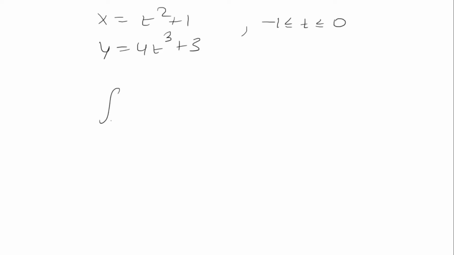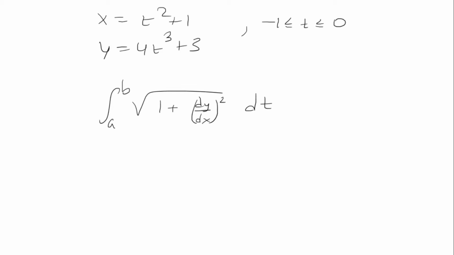We're given that x equals t squared plus 1 and y is equal to 4t cubed plus 3, where t is between -1 and 0. We want to find the arc length of this. So recall the arc length formula is the integral from a to b, square root of 1 plus the derivative of y with respect to x squared, dt.